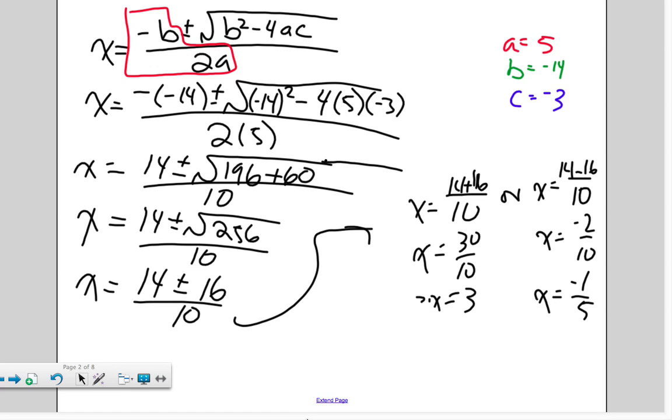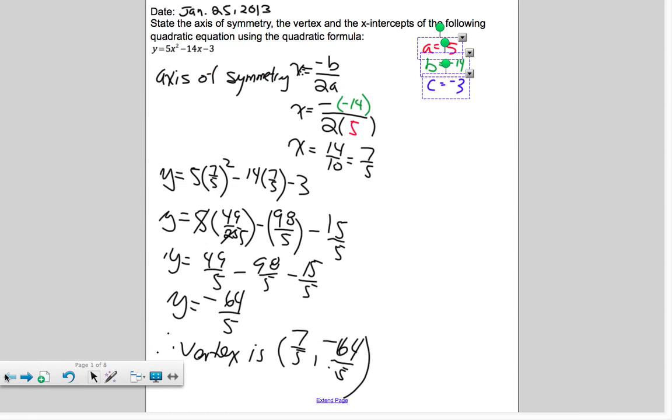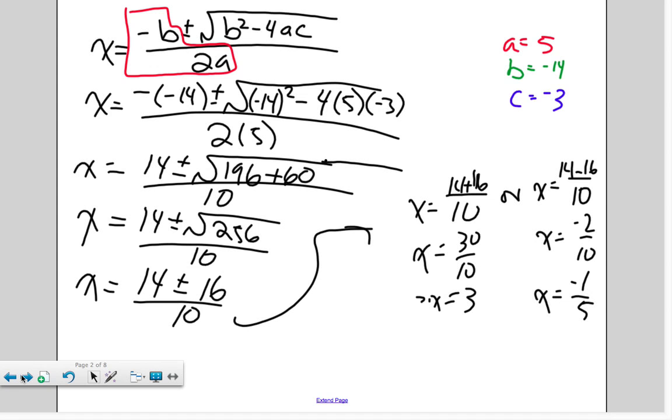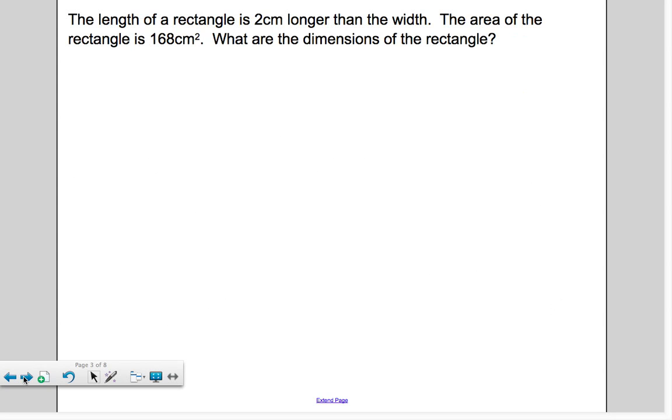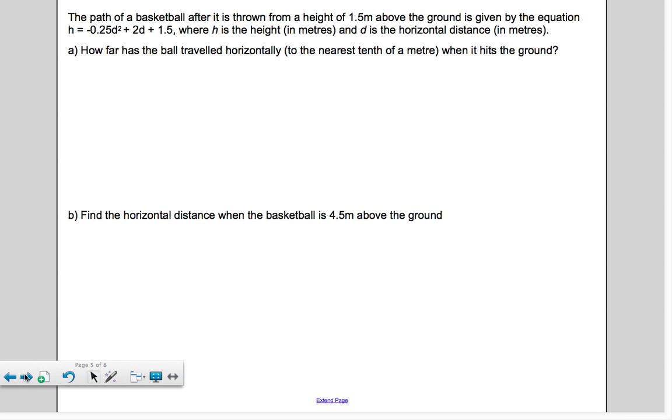What was the axis of symmetry? 7 over 5. Okay. Okay, we did this question already, I think. Okay, new question.